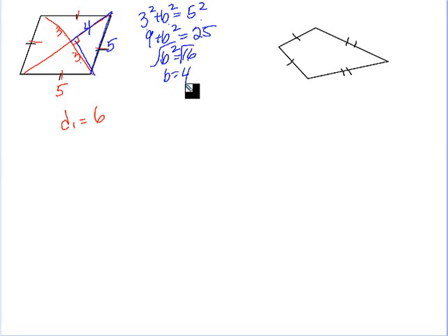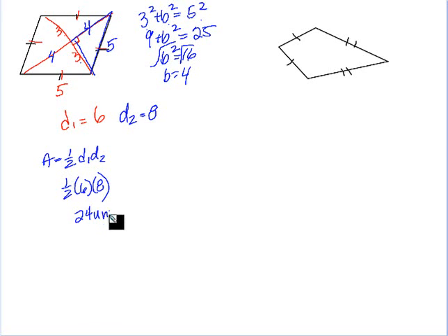So this other length is 4. So this one is 4. So our second diagonal here would be 8. So the area is 1/2 diagonal 1 times diagonal 2. So 1/2 times 6 times 8 is 24 units squared would be the area of this rhombus.